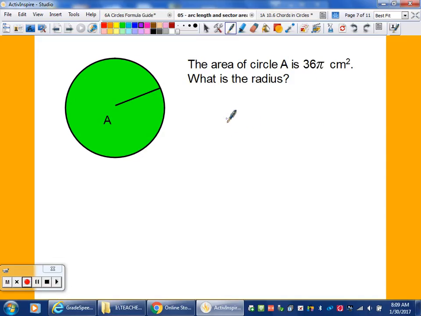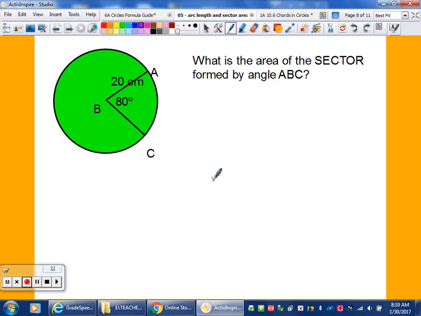What if they tell you that the area is 36 pi? What is the radius? That's easy. Your pi's would cancel off. So 36 is equal to r squared. So take the square root, and you get that your radius is 6 centimeters. Okay? Alright, now we've done area of a circle. Now we can talk about sector area formula.